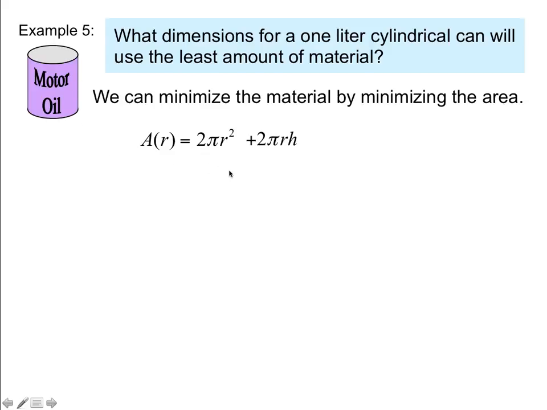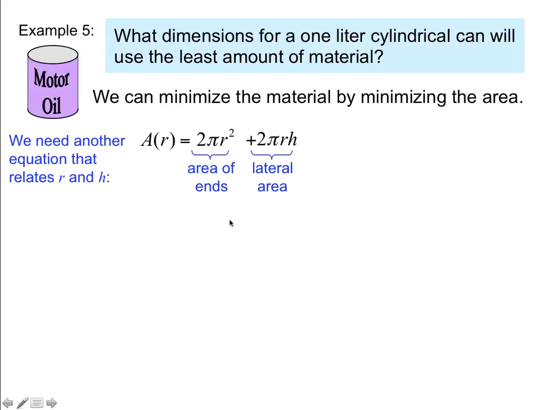And so we want to minimize that. That's the area of the top and bottom, and what we used in geometry called the lateral area, or the area of the sides. And so there's our optimizing equation. We want to minimize this. And now we need that other equation to deal with our constraint of 1 liter. Since 1 liter is volume, our constraint equation is the volume equation, which is pi r squared h.